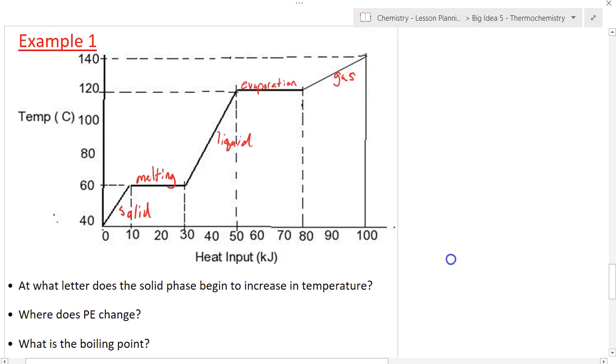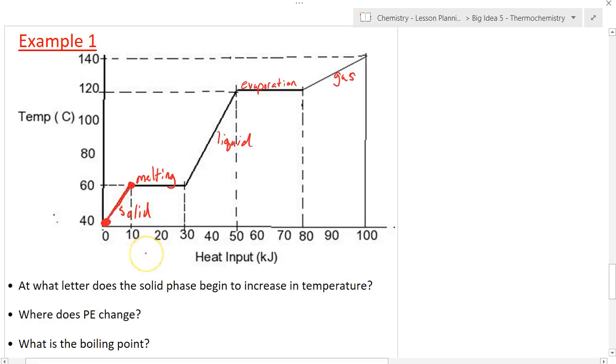Okay? So it says, at what letter does the solid phase begin to increase in temperature? So at this point, solid's going to be increasing in temperature because it's going at an upward slant. So that's where it's going to be increasing. It's down here. That's where it starts. Once it gets to this point, it's no longer increasing in temperature. It stays constant.